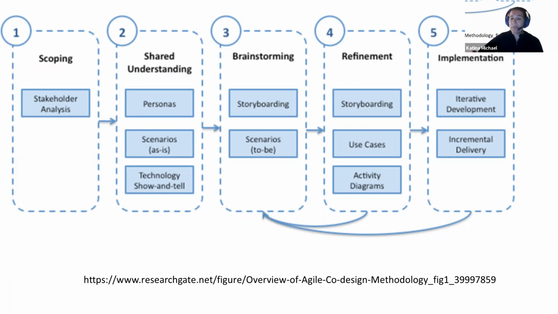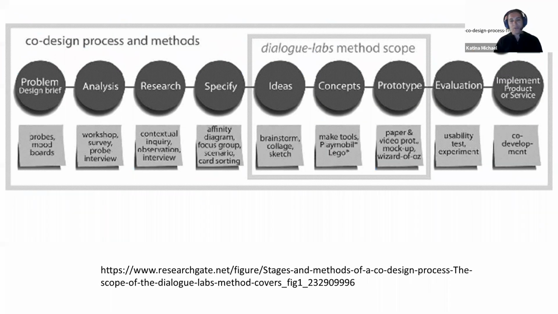And we might have in applications use cases, especially if they're mobile apps, but really any sort of technological solution, and activity diagrams, whether they're data flow diagrams or entity relationship diagrams or anything other that is useful in that area. And finally, implementation, an iterative development process and an incremental delivery. But again, here's another view from another paper on stages and methods of a co-design process.